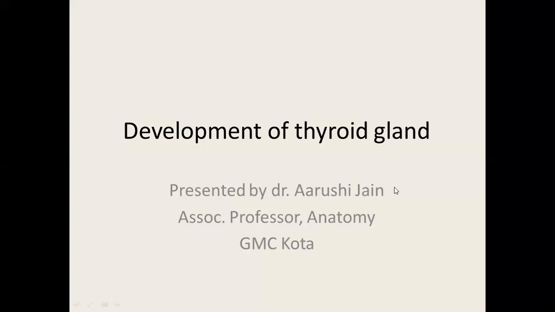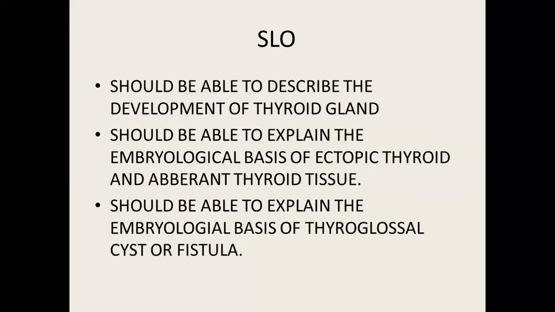So, hello students. We'll be continuing with our topic of the pharyngeal apparatus. So, we'll cover the development of the thyroid gland. Your specific learning objectives for the thyroid gland are: you should be able to describe the development of the thyroid gland, explain the embryological basis of ectopic thyroid and aberrant thyroid tissue, and explain the embryological basis of thyroglossal cyst or fistula.